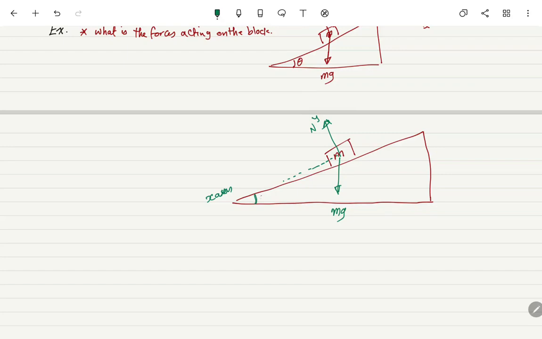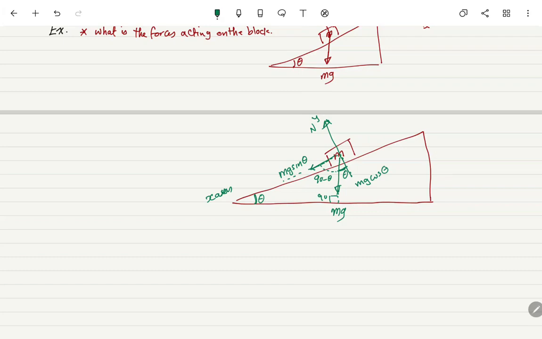Now, if this is theta, and this is 90 degrees, this will be 90 minus theta, and this will be theta. So this angle here is actually theta. When we analyze the weight here, it will have a y component, which is mg cosine theta, and this one here, mg sine theta. So the driving force acting on this object that makes it slide down the hill is equal to mg sine theta.